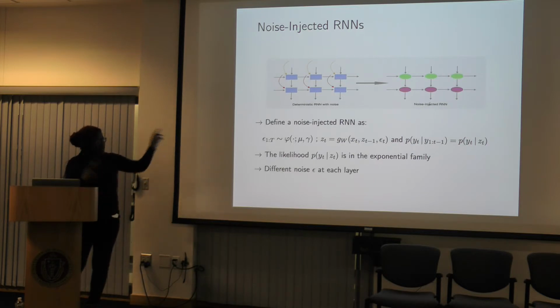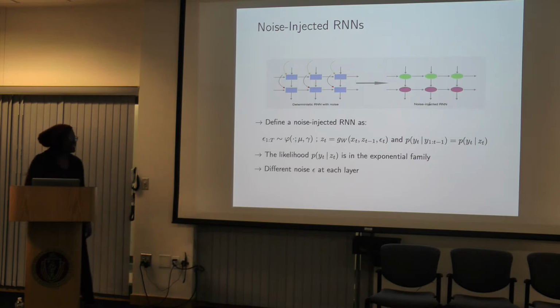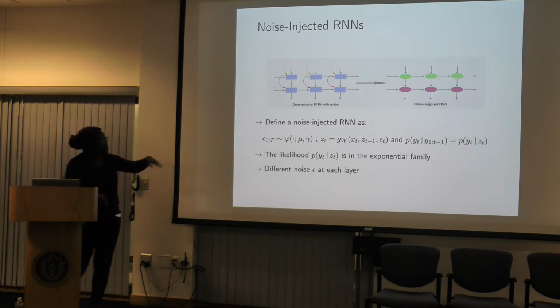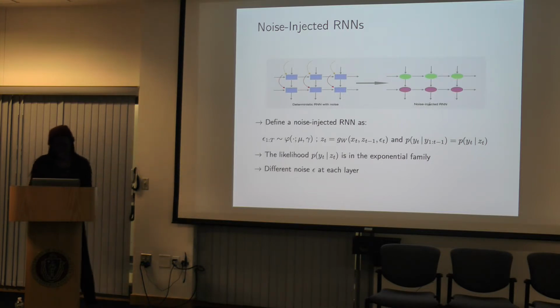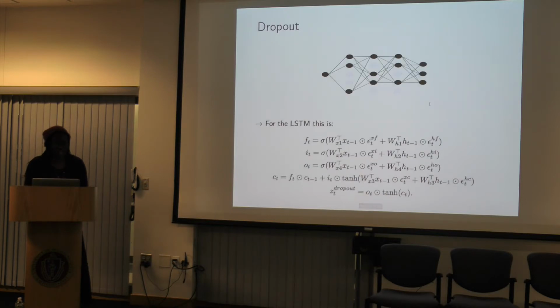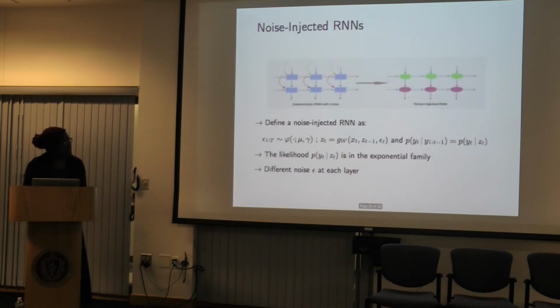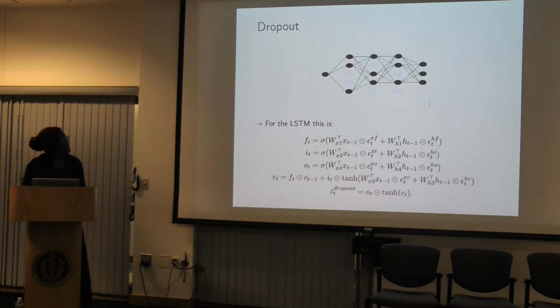Once you have that noisy hidden state, you compute your likelihood by conditioning only on that, the same way you were doing with the RNN. The likelihood is usually an exponential family, which accounts for all the data types we have in the literature: binary data, count data, real data, categorical data. And like I said, the only requirement for the noise is that it has to be chosen wisely, different across layers, not necessarily across time steps. One example of a noise-injected RNN is a dropout RNN.